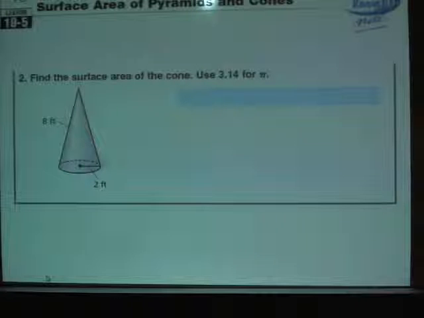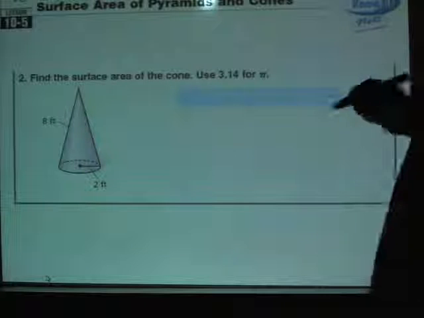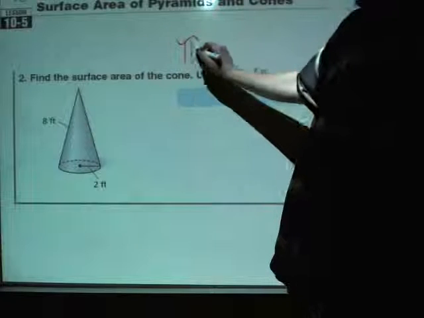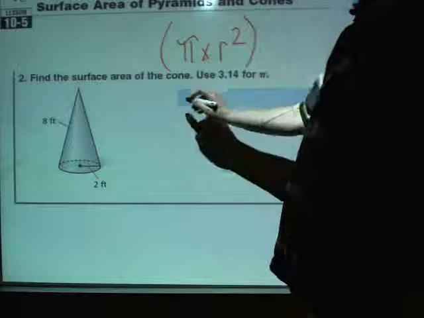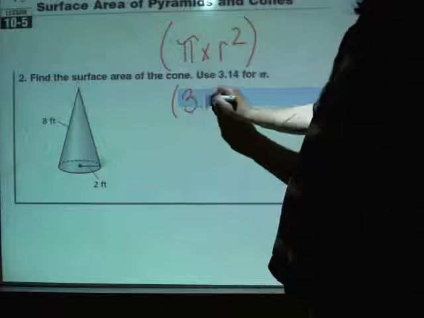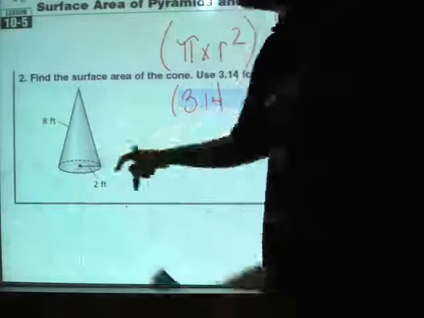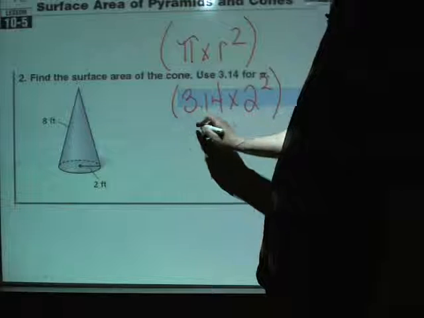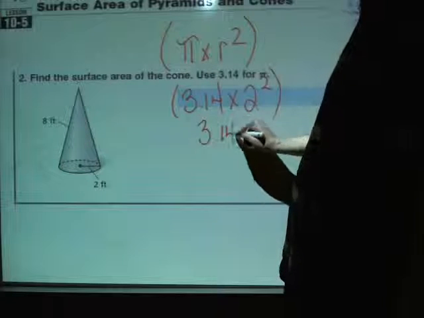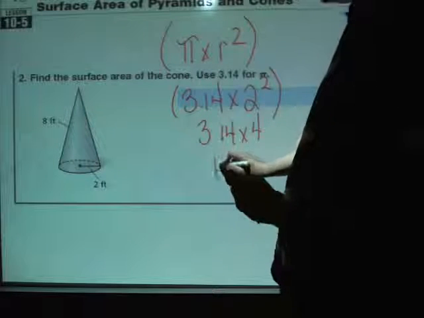As we look at the other example here, where we're finding the surface area of a cone, again, the formula says take pi, which is 3.14, and multiply that by the radius squared. So 3.14 times the radius of the circular base, which is clearly marked at 2. So times 2 squared, which of course we're going to change into 4. 3.14 times 4 is 12.56.